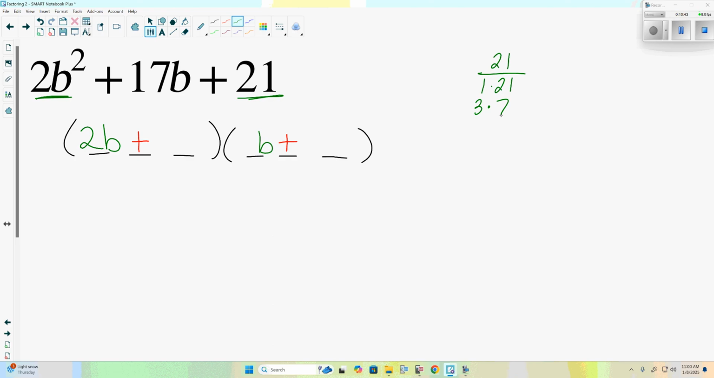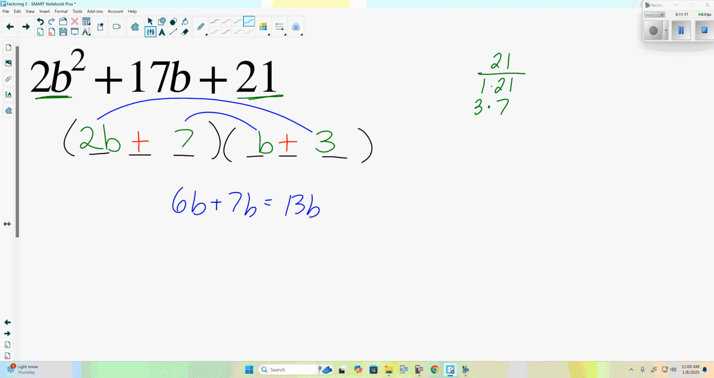Now the question is, which one do we want to try first? 3 and 7. Because at this point here, we just need to plug them in and then check to make sure we got the correct factors. So here, 2b times 3 is going to be 6b. 7 times b is going to be plus 7b. 6b plus 7b, 6 plus 7 is going to be 13b. That's not quite the middle term that we wanted.